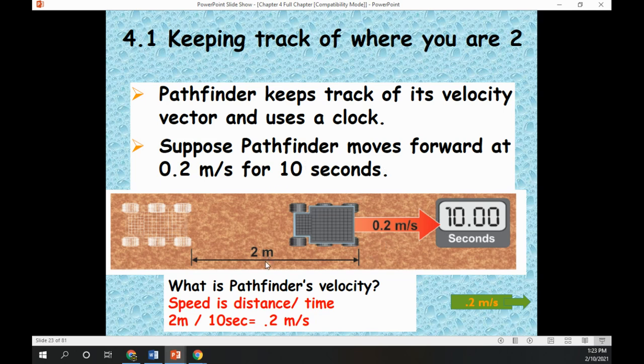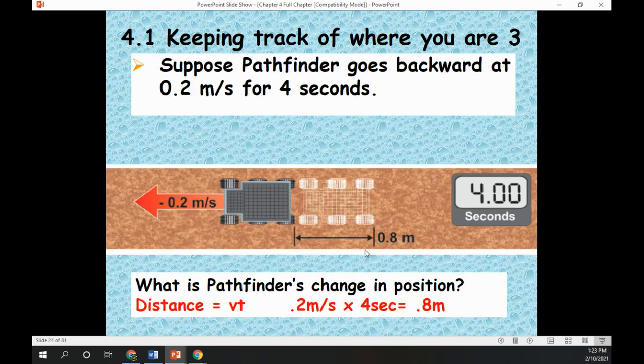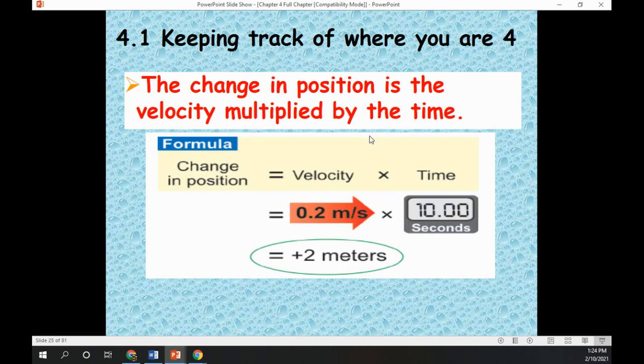all you need to do is take your distance divided by your time. My distance is 2 meters. Divide that by my time, which is 10 seconds. That gives you 0.2 meters per second. Suppose it goes backwards. Now, backwards is you're not going a negative distance. However, you can call it negative because that is a negative direction. Okay, backwards would be the negative direction. So the Pathfinder has a change of position here of 4 seconds or 0.8 meters. The change in position is the velocity multiplied by the time.